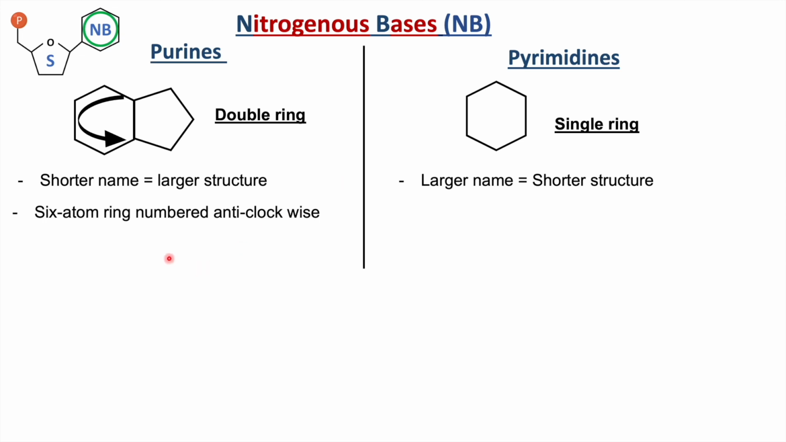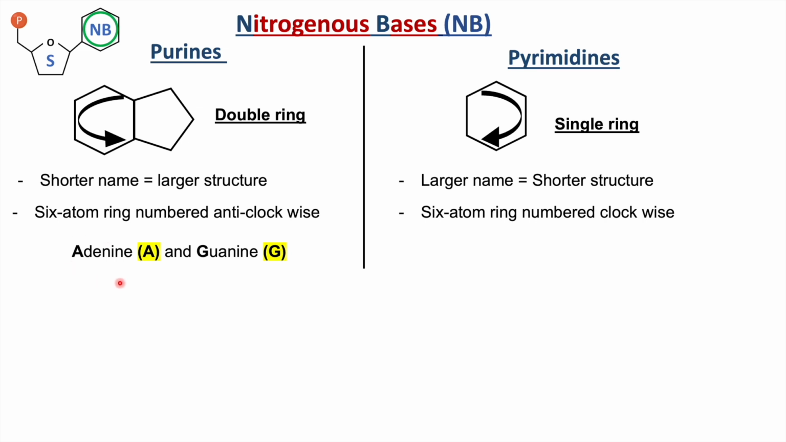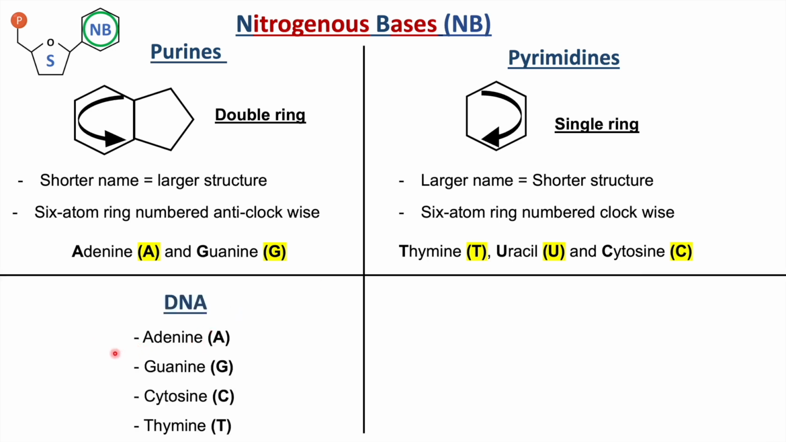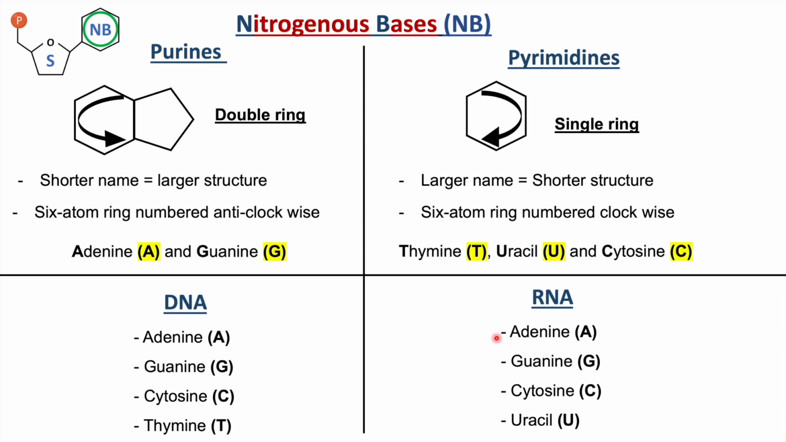The other thing about purines and pyrimidines is that the 6-atom ring in purines is numbered in an anti-clockwise manner, whereas the 6-carbon ring in pyrimidines is numbered in a clockwise manner. Purines include adenine and guanine, whereas pyrimidines are thymine, uracil, and cytosine. DNA contains adenine, guanine, cytosine, and thymine, whereas RNA contains adenine, guanine, cytosine, and uracil. So the only difference between the two is that DNA has thymine, whereas RNA has uracil. That is the important difference which everyone needs to remember.